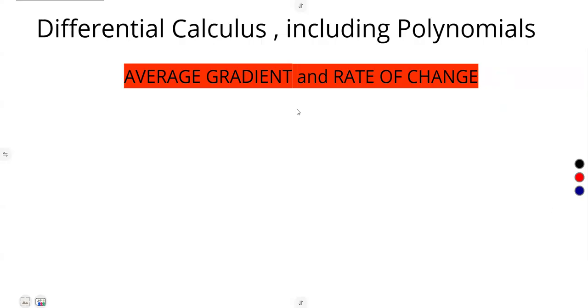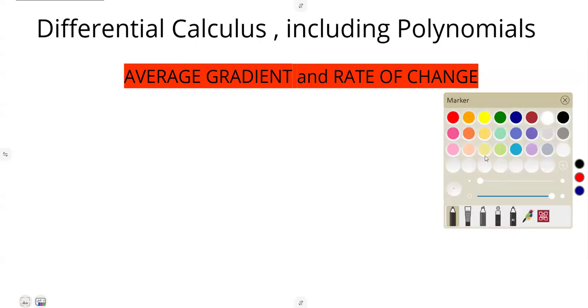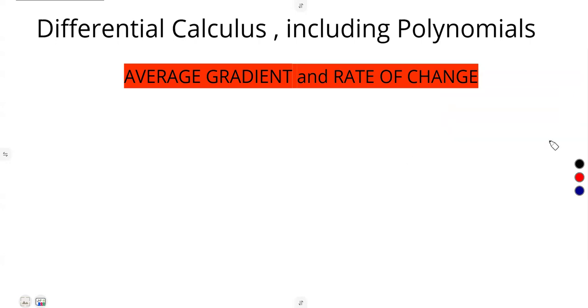Then as time goes on, you're going to see that we're going to deal much more with our differential calculus, also not forgetting the polynomials. So I'm not going to waste your time, guys. Quickly going through this first part, we have already discussed the basics of the average gradient.